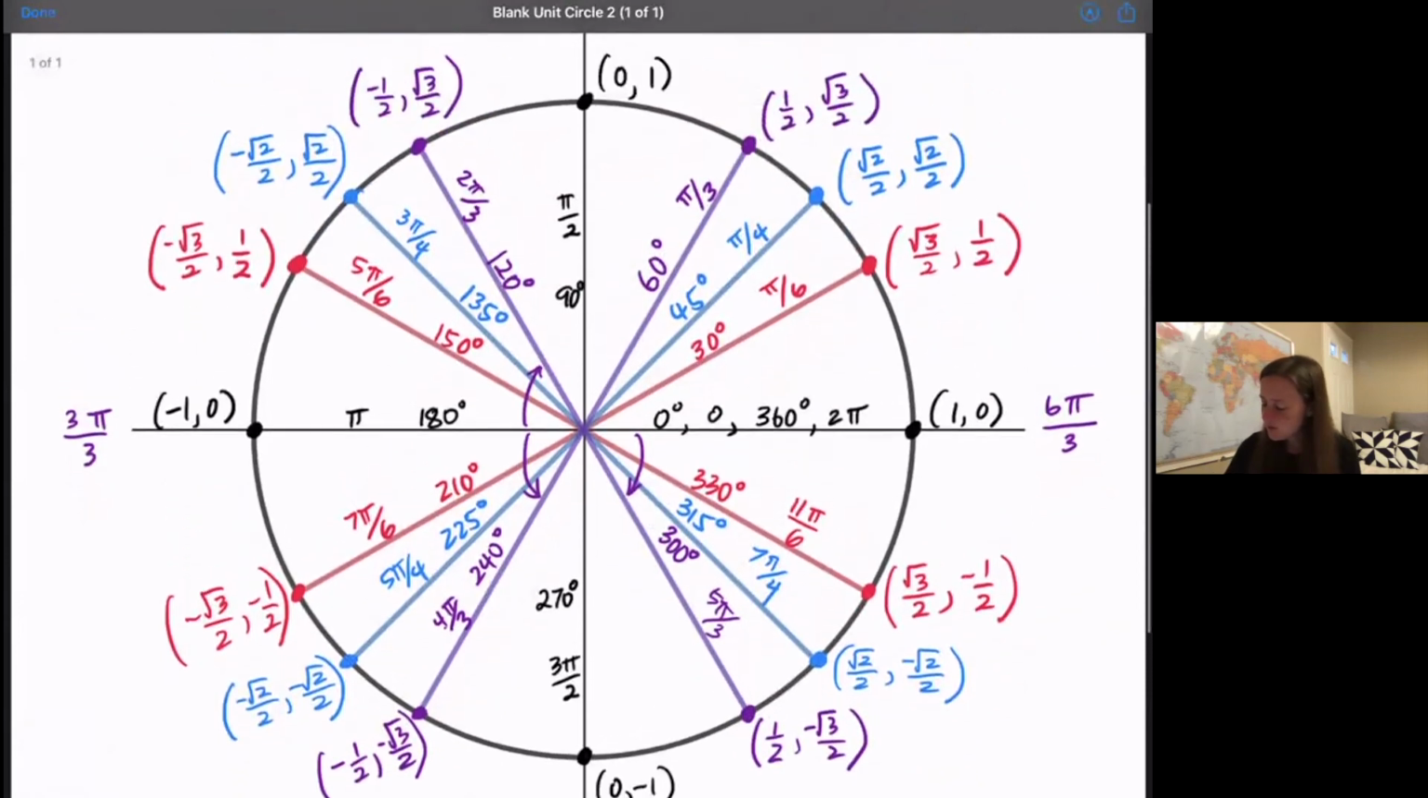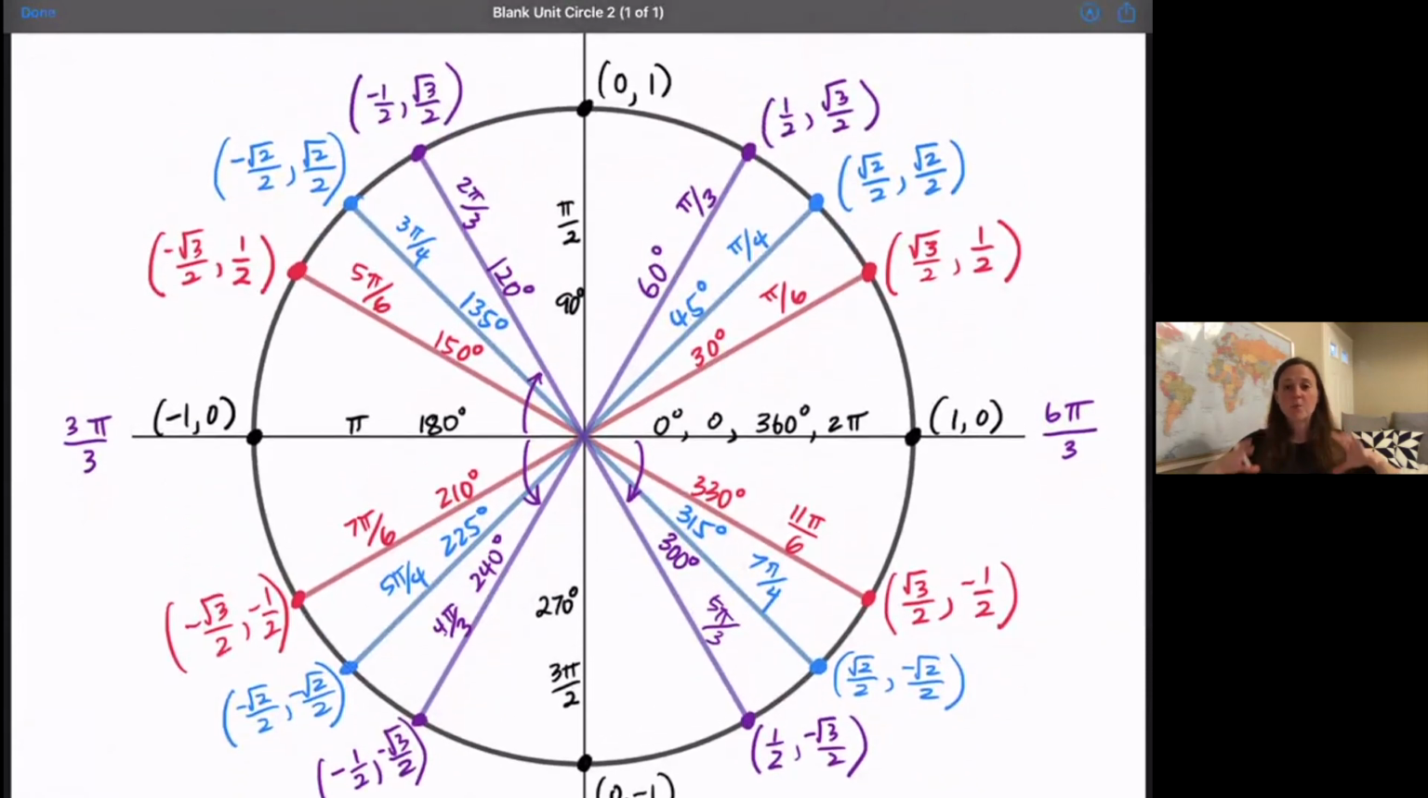All of your red angles should have the same numbers, all your blue angles should have the same numbers, all of your purple angles should have the same numbers. Then just double check: in the second quadrant, all of my x coordinates are negative and all of my y coordinates are positive. All the coordinates are negative in the third quadrant. In the fourth quadrant, all the x coordinates are positive and the y coordinates are negative. So that is a beast, and it is a beautiful tool that's going to help us do so much with our trigonometric functions when we meet together in class.